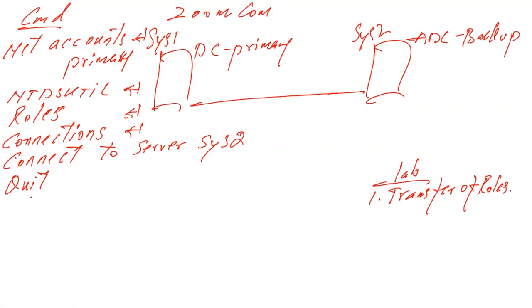So write down, next line: transfer space naming space master, enter. Now once you press enter, it is asking you a question: are you sure you want to transfer this role to the system 2 server or not? Yes or no? Yes. So click on yes. Now once you click yes, the role is successfully transferred.